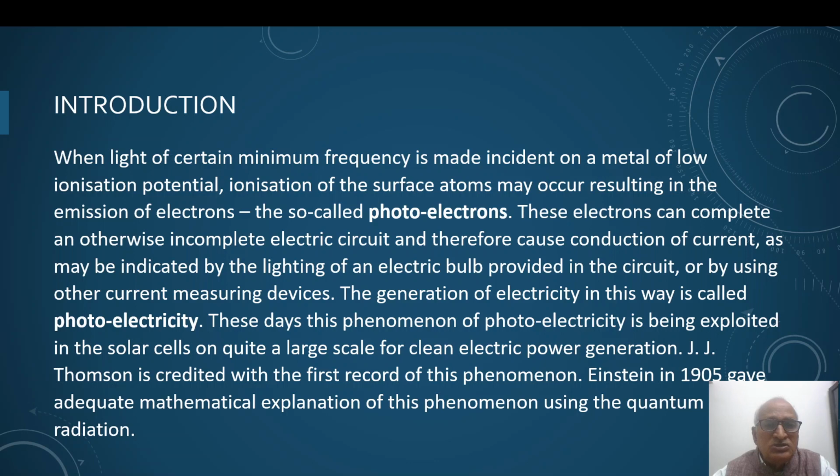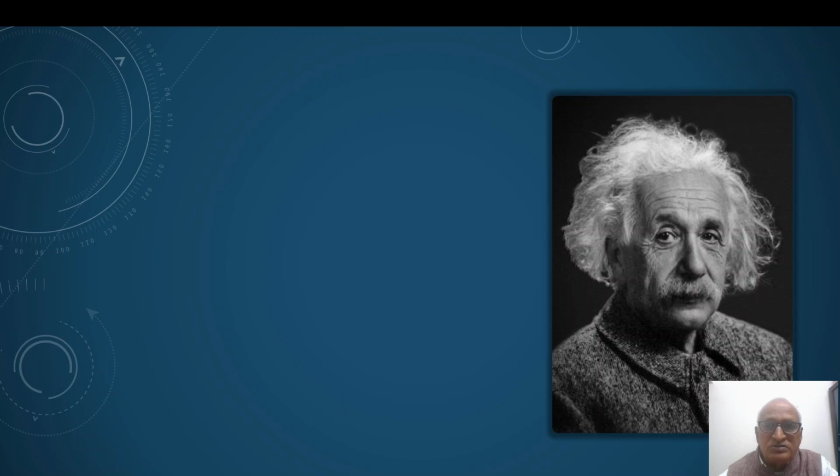These days, this phenomenon of photoelectricity is being exploited in solar cells on quite a large scale for clean electric power generation. Sir J. J. Thomson is credited with the first record of this kind of phenomenon, although it was named so later. Einstein in 1905 gave an adequate mathematical explanation for this phenomenon using the quantum theory of radiation earlier propagated by Max Planck. Here is the photograph of Professor Einstein, a celebrated scientist and a very good human being.